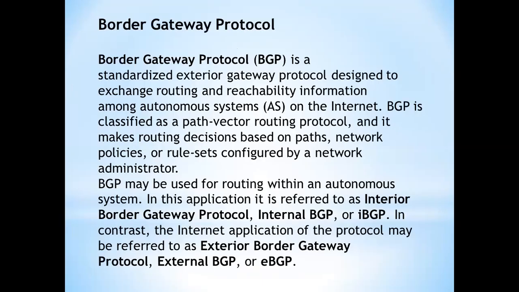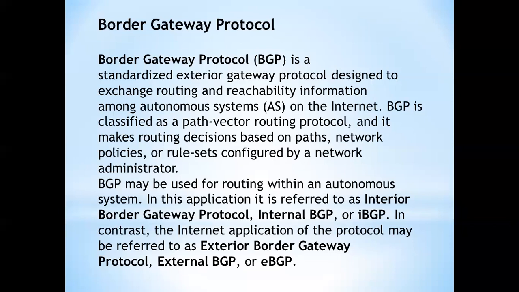Next is Border Gateway Protocol. BGP is an exterior routing protocol. It is a unicast routing protocol. It is used for inter-autonomous system routing among different AS. It was introduced in 1989 and has 4 versions.